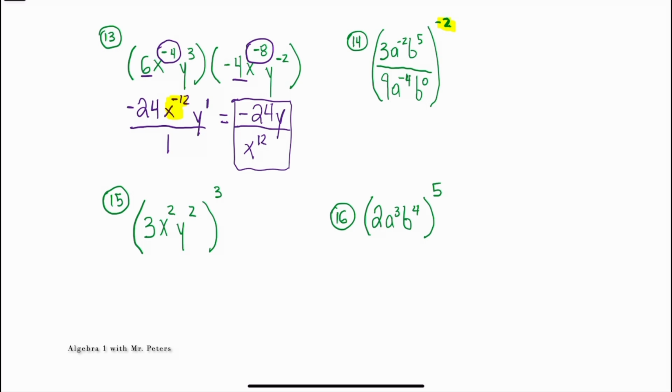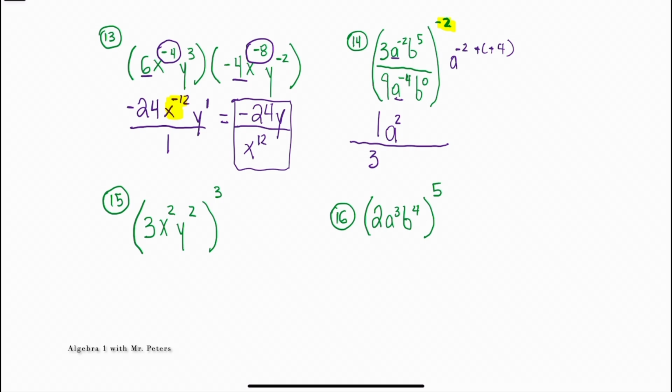So when I simplify this, we divide 3 and 9 by 3. So this turns into 1 over 3. When we combine our bases of a, please don't make this mistake. We have -2 minus -4. So we know when we subtract a negative number, it turns into addition. So we should have a to the positive second power.